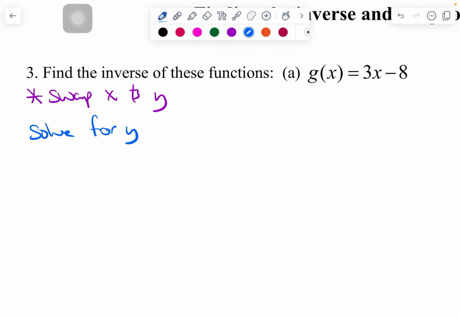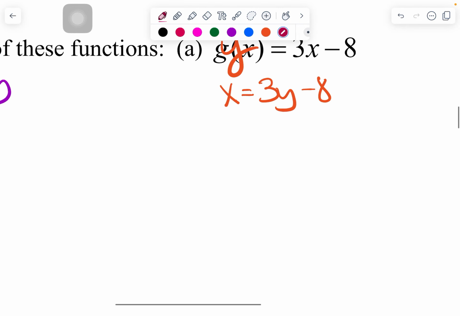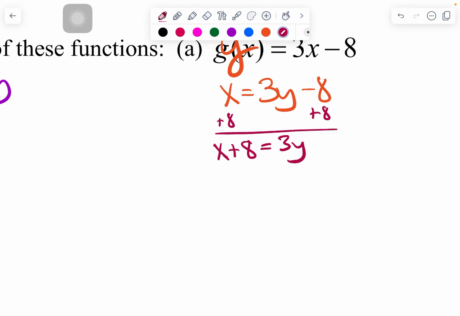All right, so if we look at our equation here, if you need to remind yourself g of x is y, go ahead and do that. So when we do the swap, that becomes x. And then in the original problem is 3x, that becomes 3y minus 8. Let's go ahead and restart solving this for y. So that means I'm going to add 8 to both sides. So let's see, x plus 8, that's a horrible x, there we go. And then that equals 3y.